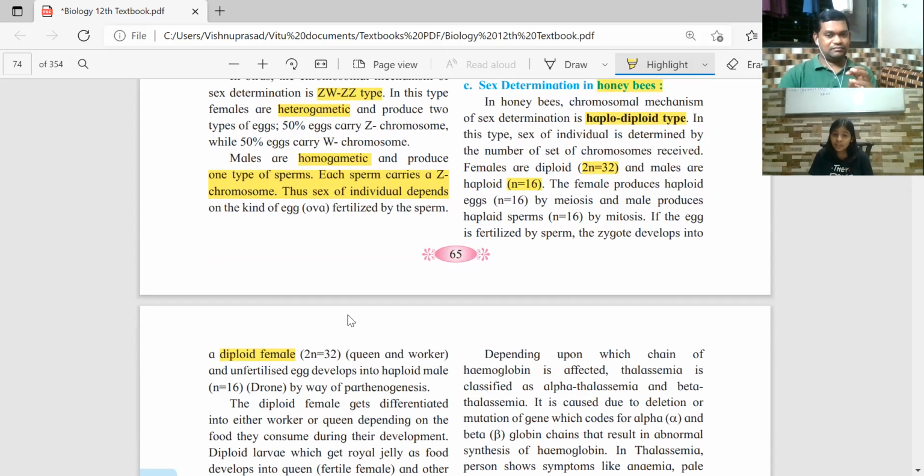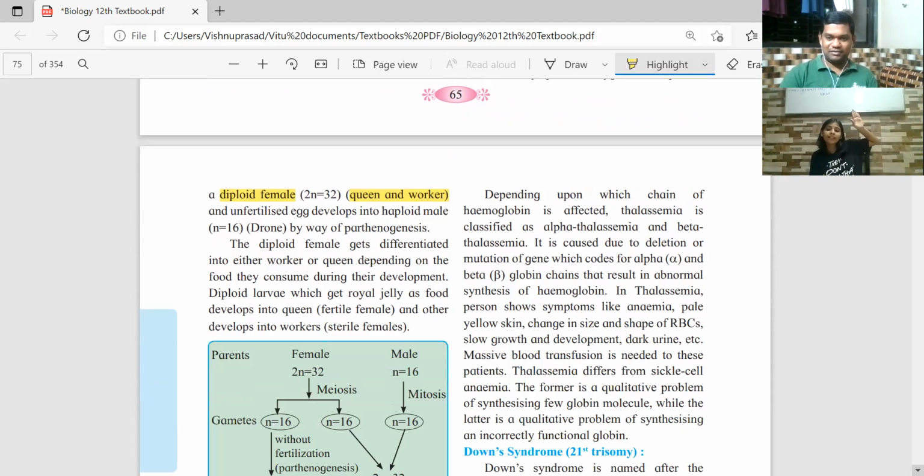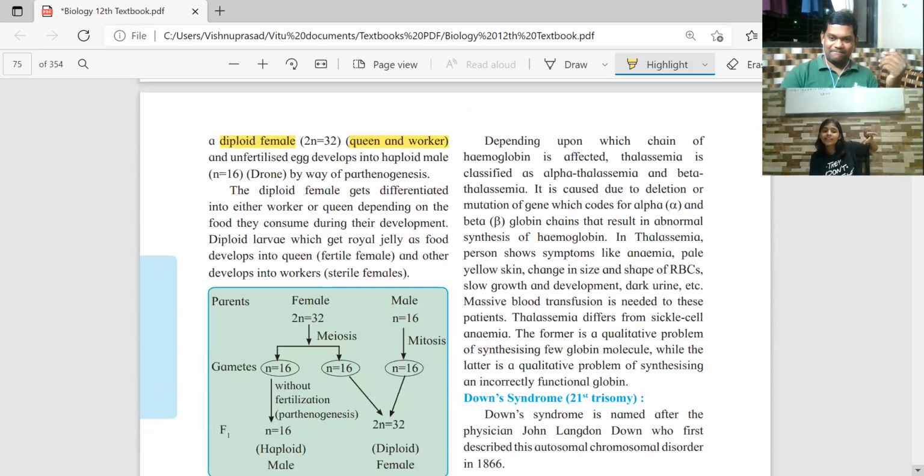If an egg is fertilized by a sperm, there is a zygote which is diploid, turning into a female. So there are a queen and workers. Queens are the fertile ones, workers are the unfertile, sterile ones. The workers have their own portfolio, and all that will be understood later on.